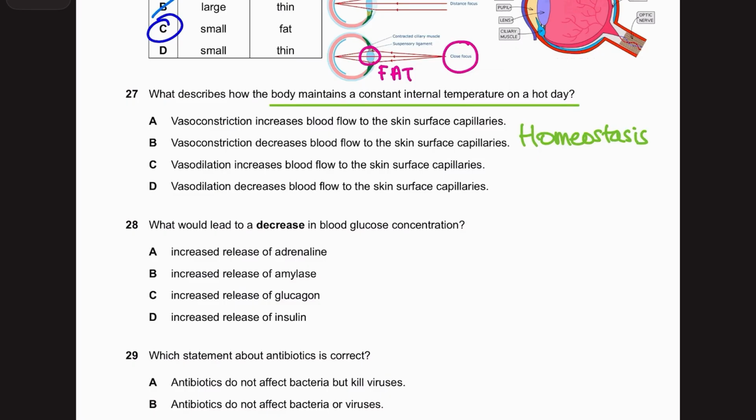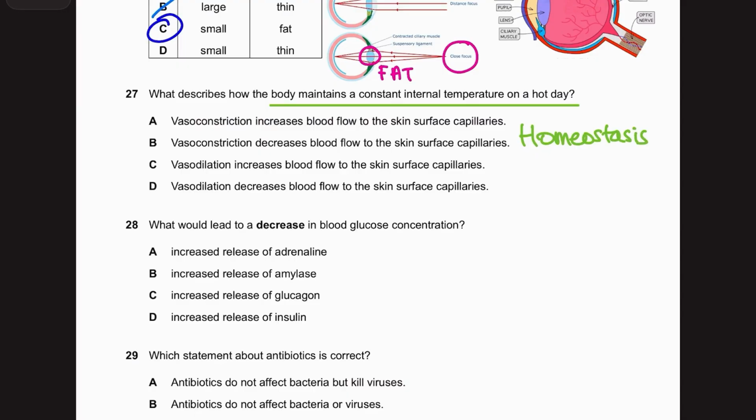Okay, now which of these statements makes sense? Let's just go through each of them. It says vasoconstriction increases blood flow to the skin surface capillaries. That makes no sense, because vasoconstriction means the blood vessels are constricting. If they're constricting, they're shrunken smaller, and therefore they're going to be far away. They're not going to be close. It does not increase blood flow. It actually decreases blood flow to the surface. So it cannot be A.